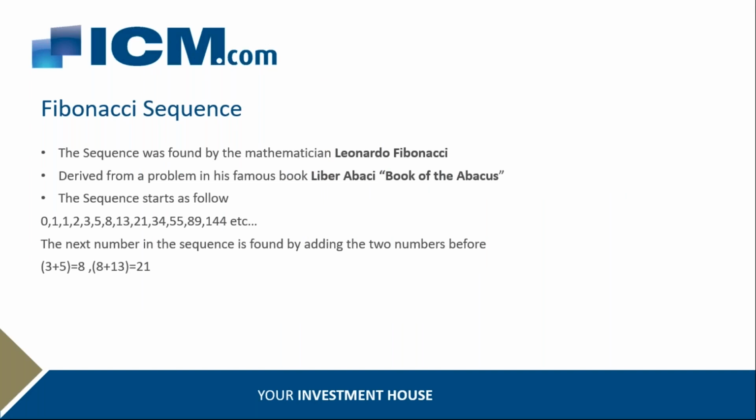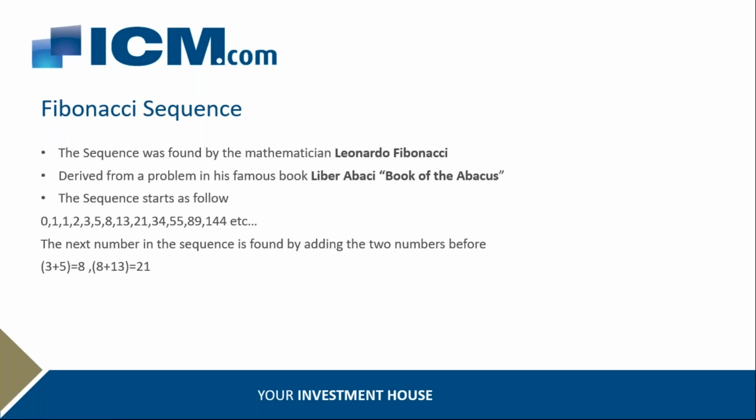Fibonacci numbers are the most important thing to know about how to calculate this mathematically. The sequence was found by the mathematician Leonardo Fibonacci, the founder of this particular Fibonacci series. It derived from a problem in his famous book called Liber Abaci, the Book of the Abacus. An abacus is a mathematical tool for numbers, used for calculation.